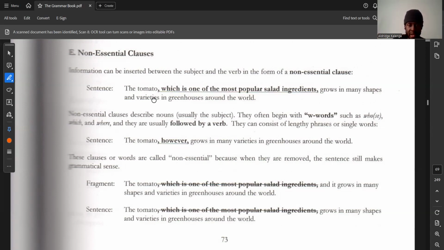So for example, the tomato, which is one of the most popular salad ingredients, that's just giving more information about the tomato. We can take it out and read, the tomato grows in many shapes and varieties in greenhouses around the world, and it's still a sentence, right?